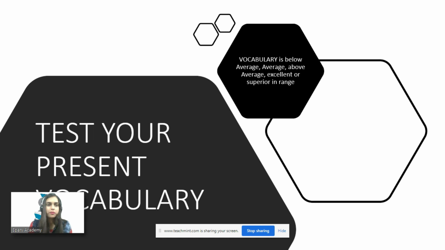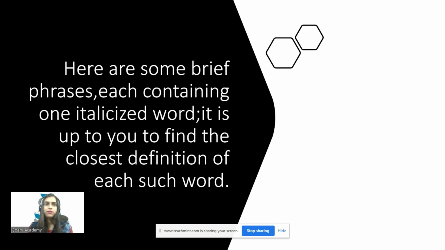So let's get started. Here are some brief phrases, each containing one italic word. It is up to you to find the closest definition of each word. I have given a hint and put some pictures on the slide which will help you identify the correct meaning of that word. You have four options, A, B, C, D, and you can choose one and put it in the chat box as the right answer for you.